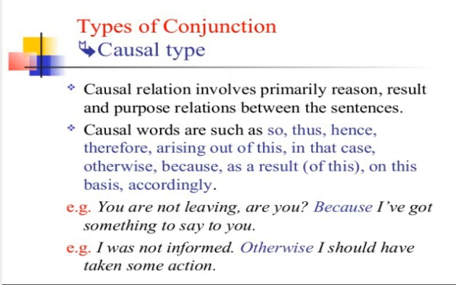Causal type. Causal relation involves reason, result, and purpose relations between the sentences. Causal words are such as so, thus, hence, therefore, arising out of this, in that case, otherwise, because, as a result, on this basis, accordingly. You are not leaving, are you? Because I have got something to say to you. I wasn't informed, otherwise I should have taken some action.